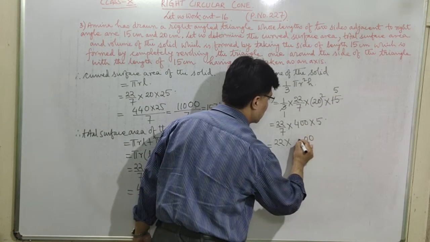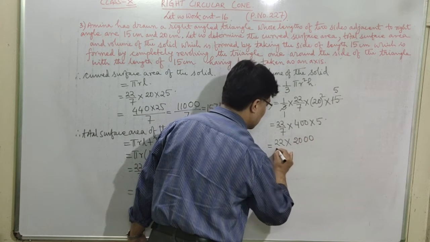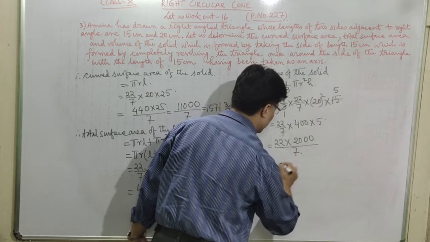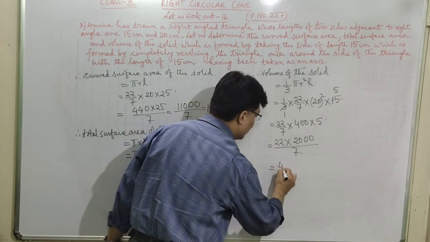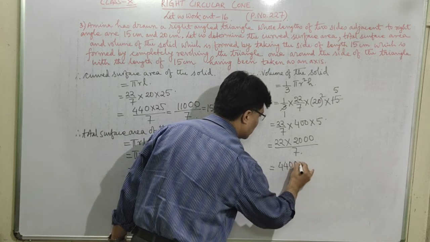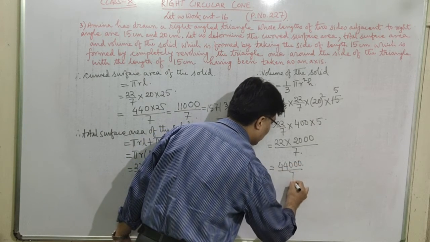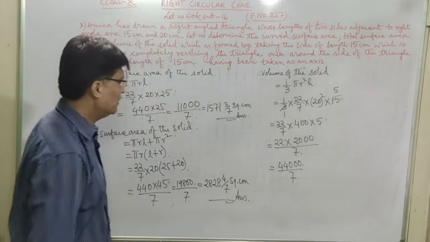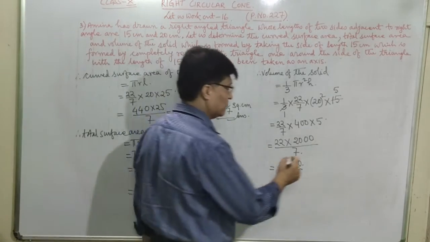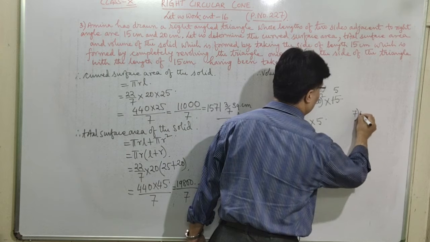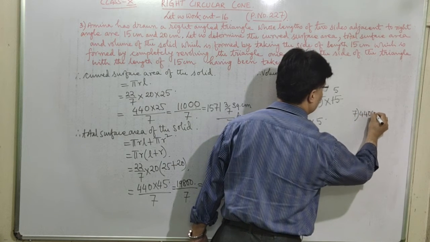Which is equal to 22 multiplied by, you can multiply them, 400 into 5, 5 zeros are 0, 5 zeros are 0, 5 fours are 20, divided by 7, which is equal to, again 22 twos are 44, this is 44,000 divided by 7. Okay, now let us divide this 44,000 by 7.